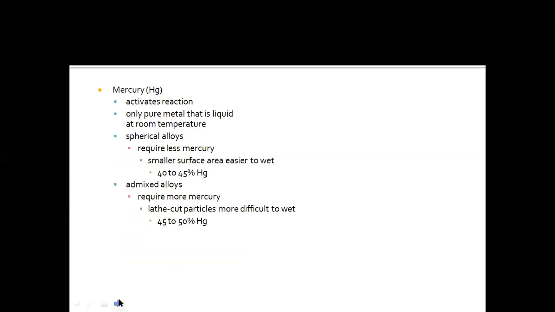Now mercury, it is activating the reaction. It is a liquid by which it reacts. The silver particles react with the mercury. The only pure metal that is liquid at room temperature is mercury. Now spherical alloys require less mercury.